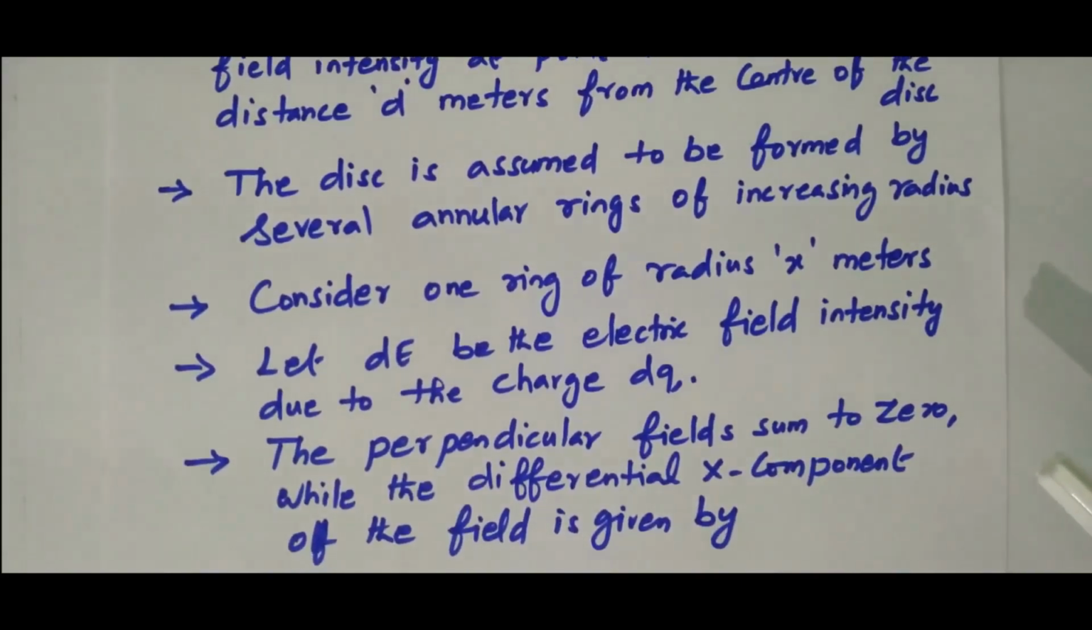Another important point is the perpendicular field is 0. If we consider any object, the perpendicular field, that is the vertical component, will be 0. Only the differential x component is available. X component means horizontal component. Horizontal component equals total component multiplied by cos theta. Vertical component equals total component multiplied by sin theta. So here the vertical component is 0, only the horizontal component is available.